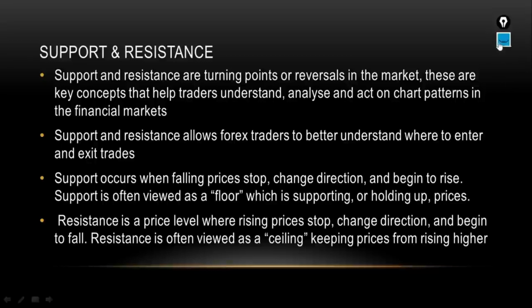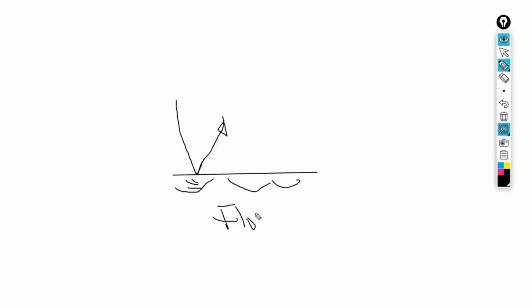Okay, let me show you an example. So we're going to use this line here as our support. A support is when price keeps falling, and when it reaches your support, it stops falling, changes direction, and begins to rise. Hence it's called a support. It's holding the price up. Hence we call it our floor. Price cannot go below this line, hence it's called our support area.